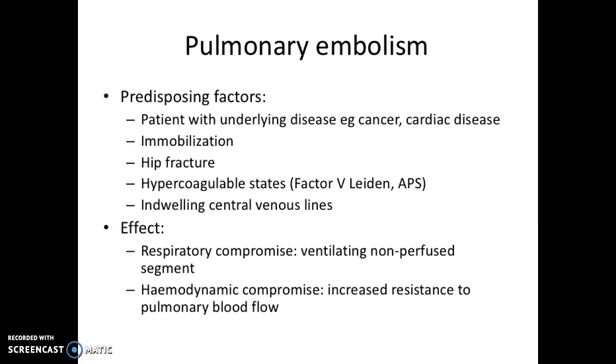The effects of pulmonary embolism can be divided into two. First is respiratory compromise, and second is hemodynamic compromise. Respiratory compromise happens when our body is trying to ventilate the non-perfused segment of the lung, and that will exert a lot of effort of the lung to ventilate that particular segment. And for hemodynamic compromise, our body will try to pump the blood into the place where it is non-perfused, so that will exert a lot of effort for our body to pump to that particular segment as well.